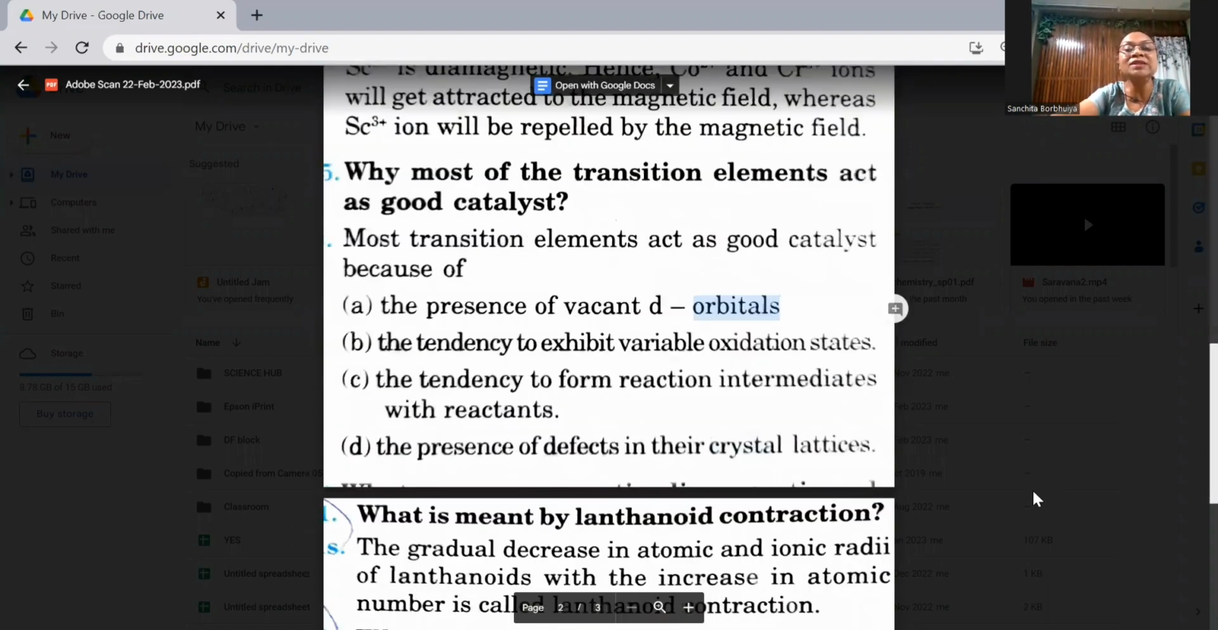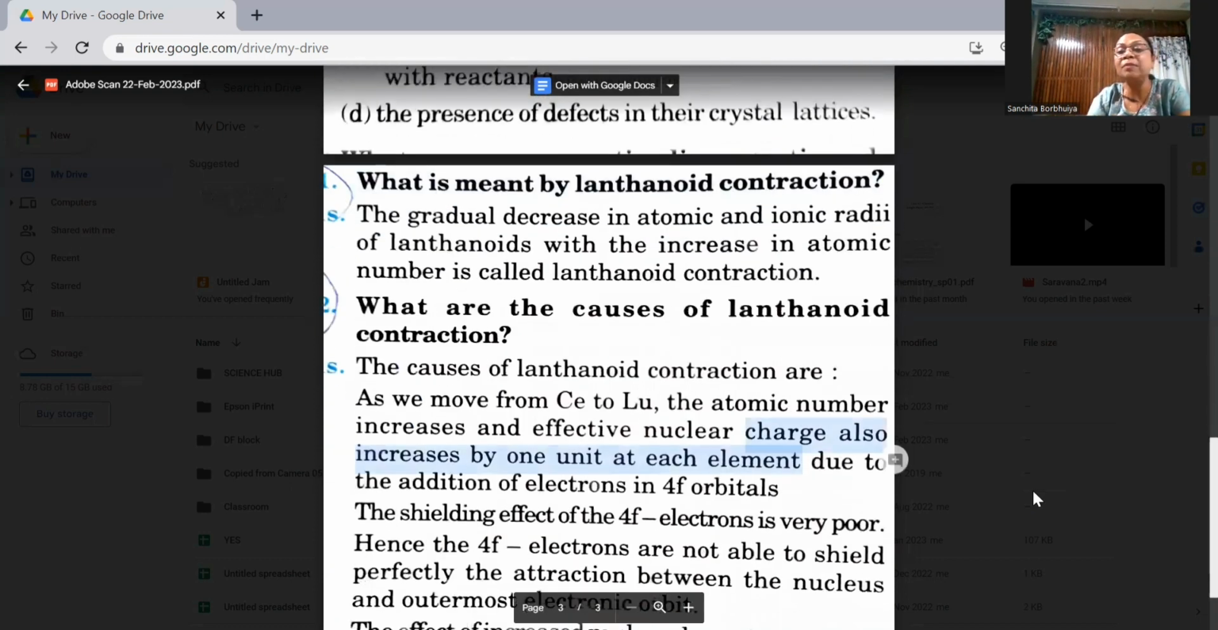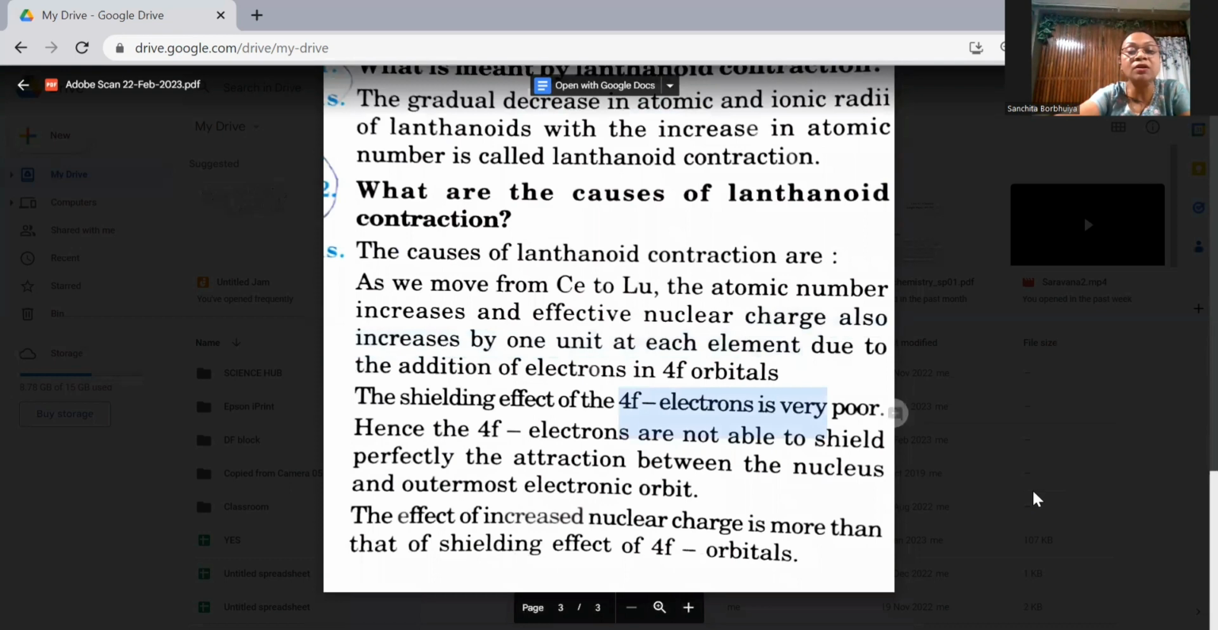Why do most of the transition elements act as good catalysts? The answers have been listed down for you. What is meant by lanthanoid contraction? I've given you the answer. And what are the causes of lanthanoid contraction?